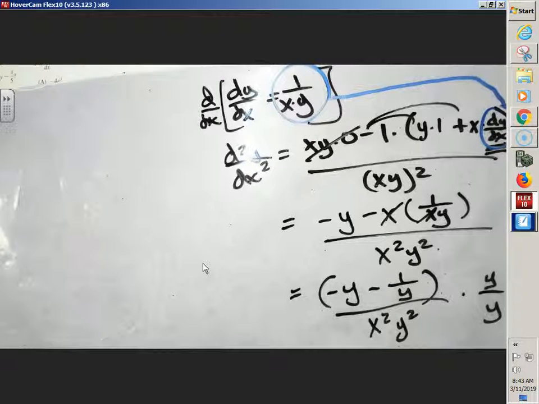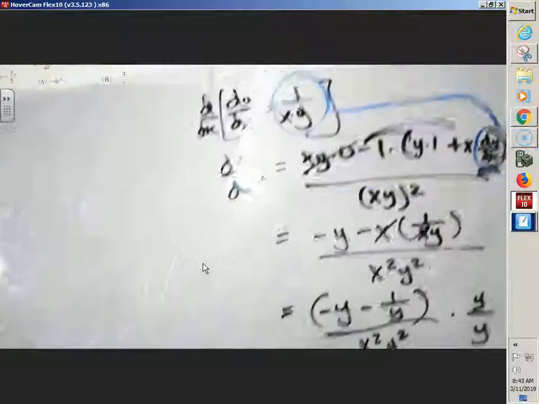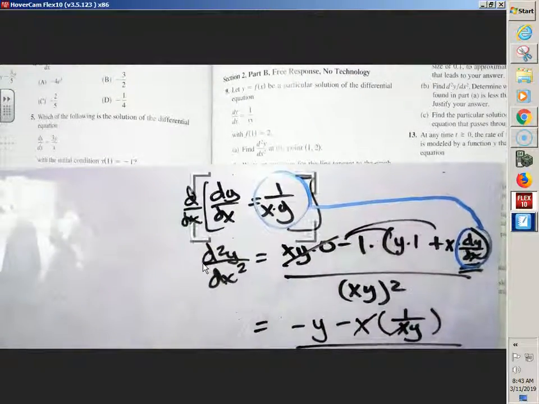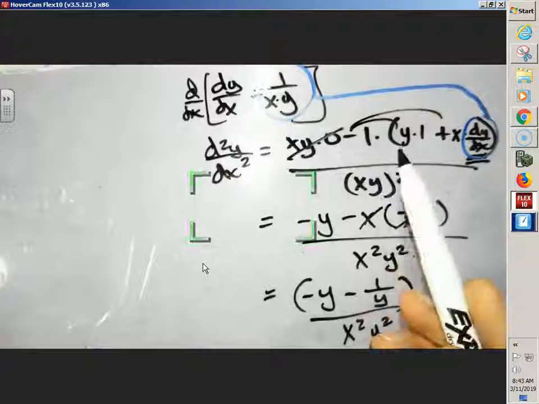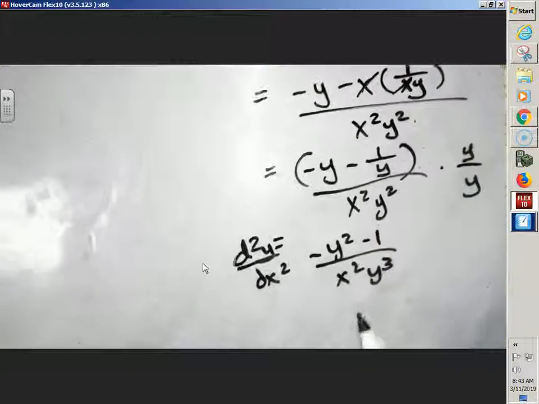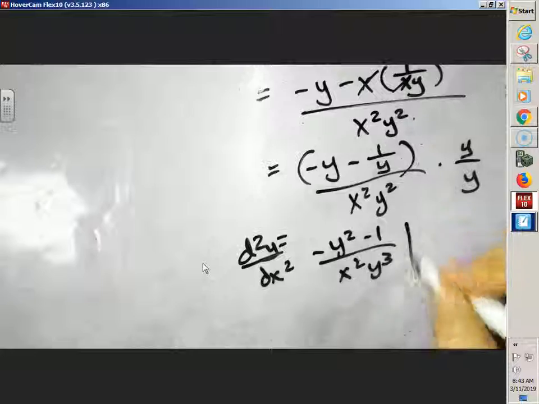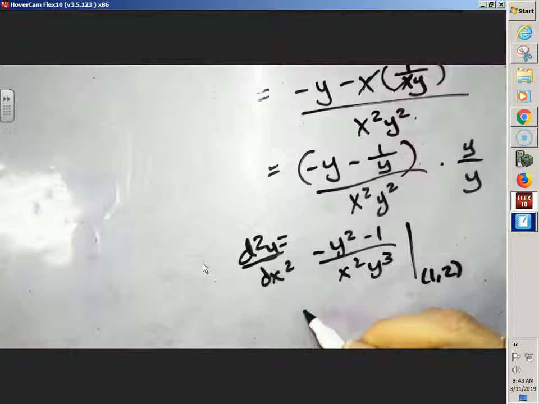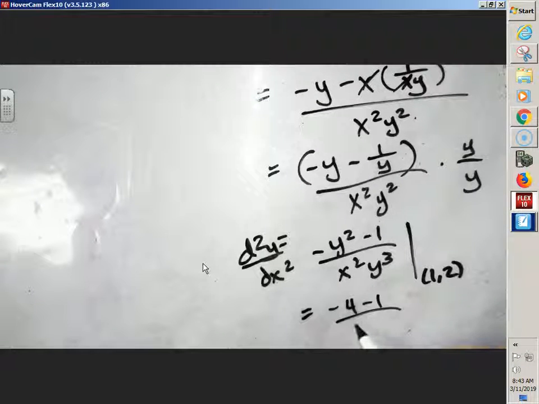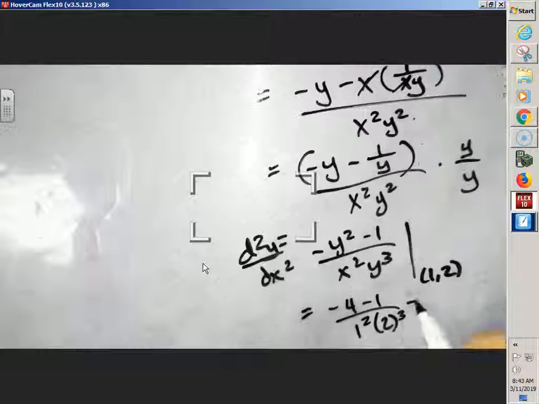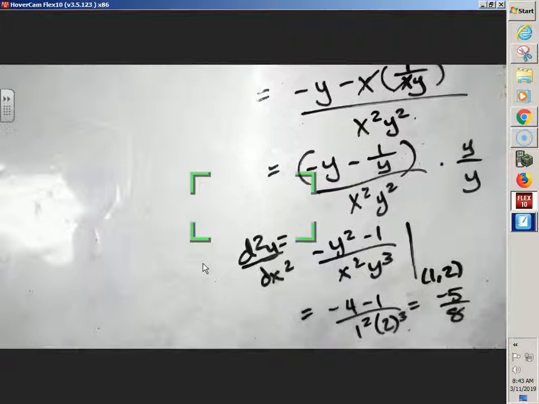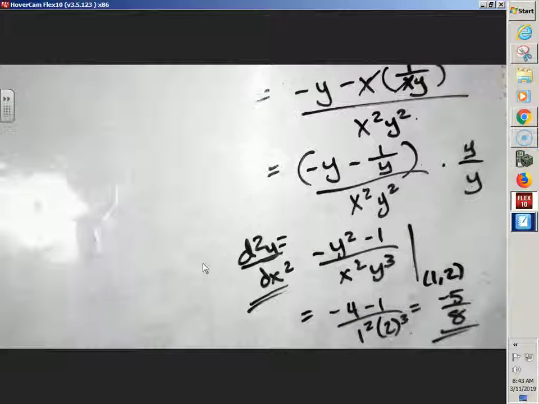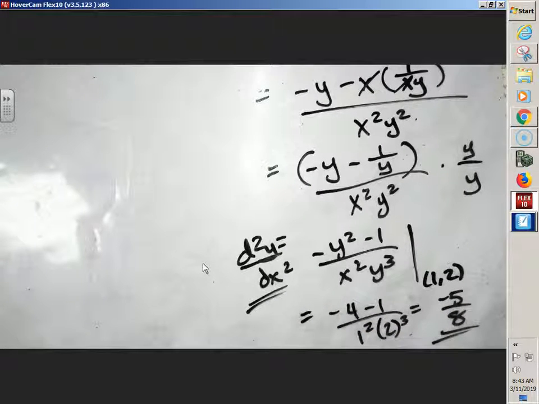They didn't actually ask me to get a pretty equation for the second derivative. I think they told me to find the second derivative at a point. So you could have plugged in that point up here, or here, or here. But long story short, they wanted me to plug in the point 1, 2, because I think they want me to figure out the concavity. 1 squared times 2 cubed, which would equal negative 5 over 8. If my second derivative is negative, what does that mean about my concavity? Isn't it concave down, like a frown?